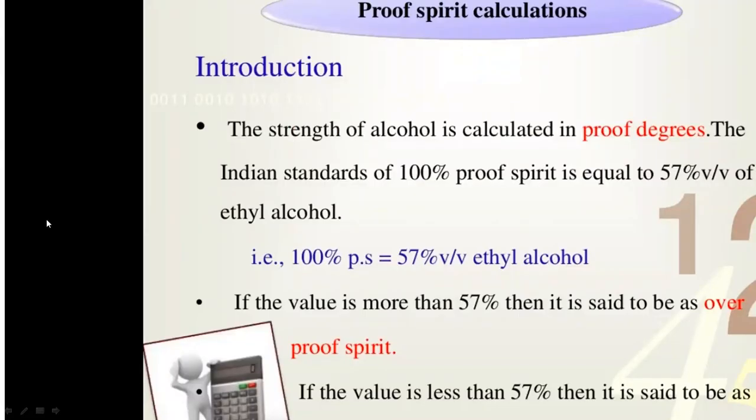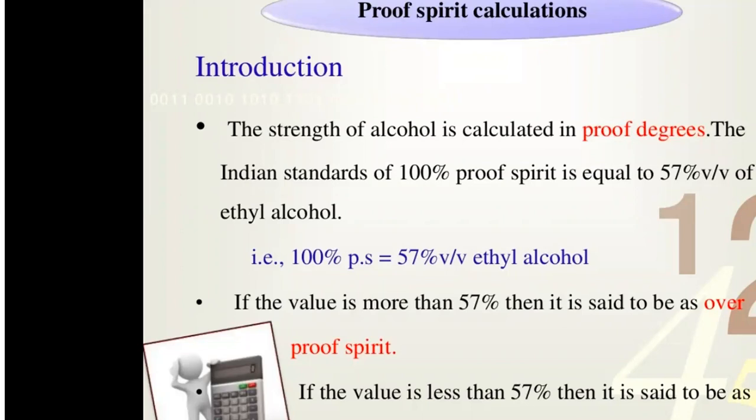The strength of alcohol is mainly calculated in proof degrees. The alcohol we use in pharmacy is a vehicle. Just as we use water, the same way we use alcohol as a vehicle for preparing compounds in pharmacy. So the strength of alcohol is mainly calculated in terms of proof degrees. The Indian standard of 100% proof spirit is equal to 57% volume by volume of ethyl alcohol.